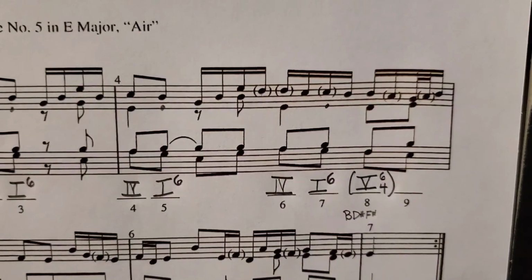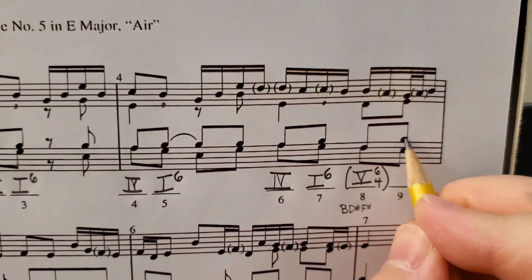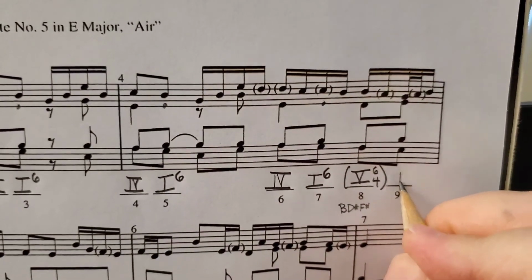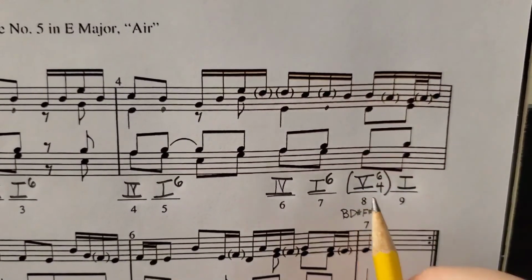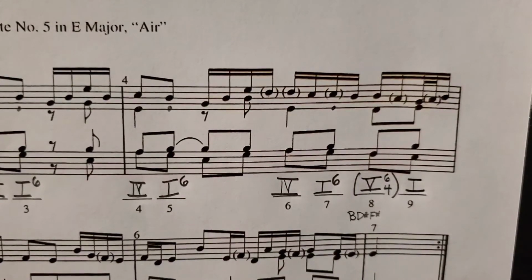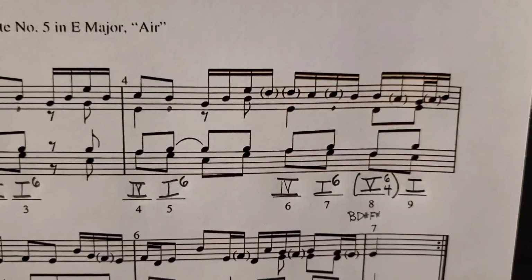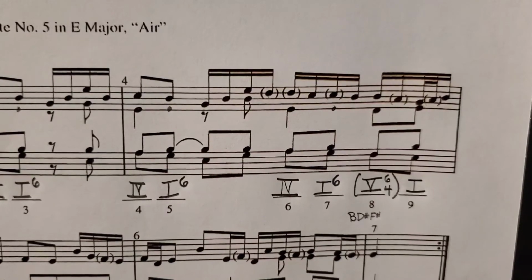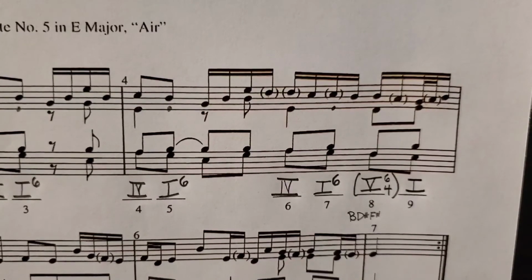Put in parentheses. And then E, B, E, G sharp is 1 in root position. And notice what that passing 6-4 chord does is prolongs or decorates the 1 chord area. So you have that chord progression right there. 1 in first inversion, 5, 6, 4, and then 1 in root position.